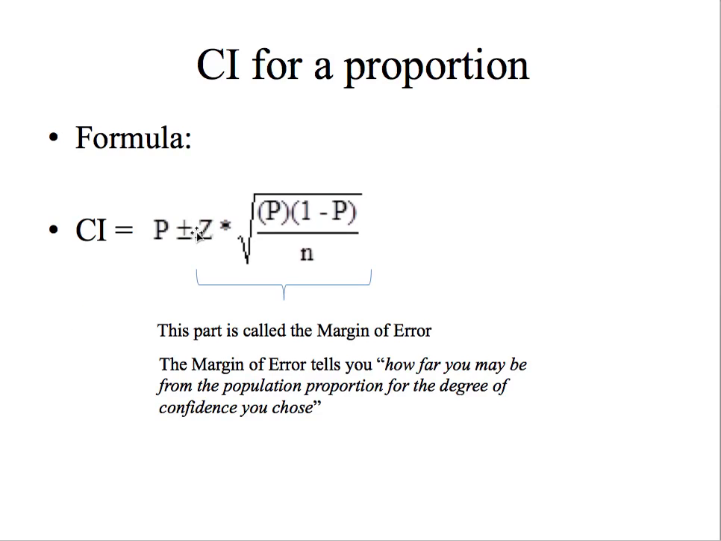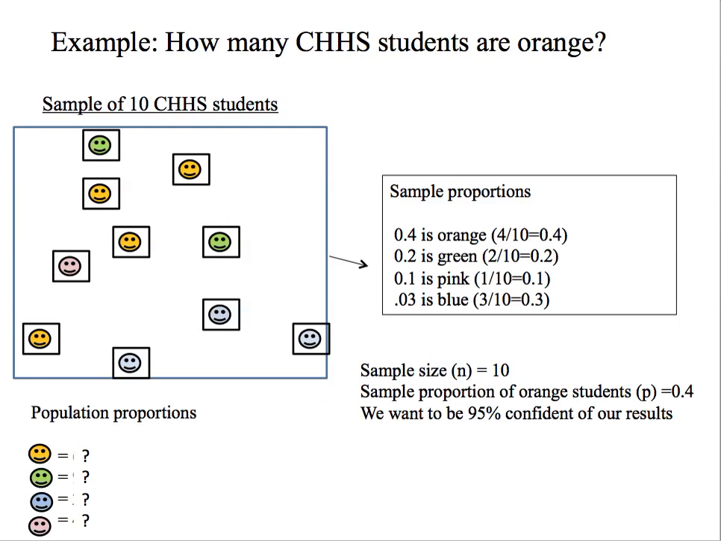Now this little part here, after the plus and minus signs, is called the margin of error. And the margin of error tells you how far you may be from the population proportion, for the degree of confidence you chose. And how far, either above or below, the population proportion may be from this sample proportion. Okay, we'll talk about this, give you an example.